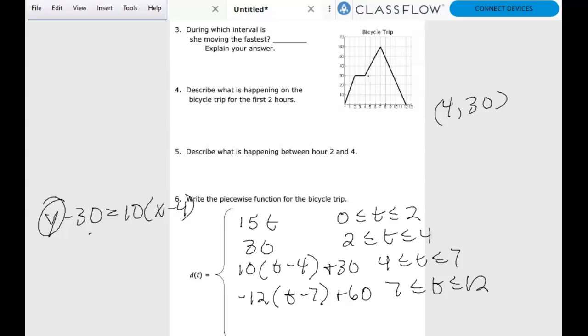Okay, so which one? Okay, so hour 47, the slope is 10. Now listen, we want the steepest, right? Is 10 the steepest? Which is the steepest? Hour 0 to 2, right? Because the slope is 15.